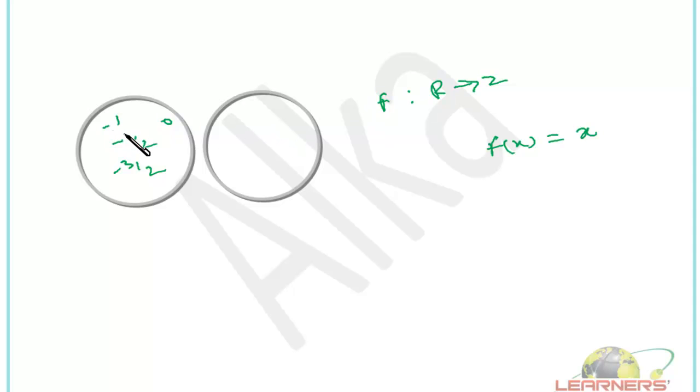So f(-1) will be -1, but f(-1/2) will also be -1/2, right? And that won't be an element in the set of integers, right? So this is not a function. Instead, if it is from ℤ to ℝ, then it will be a function, because for all the integers, f(-1) will be -1, f(-2) will be -2, f(0) will be 0, and all of them are part of real numbers, right? So in this case it is a function, but this is not the function.